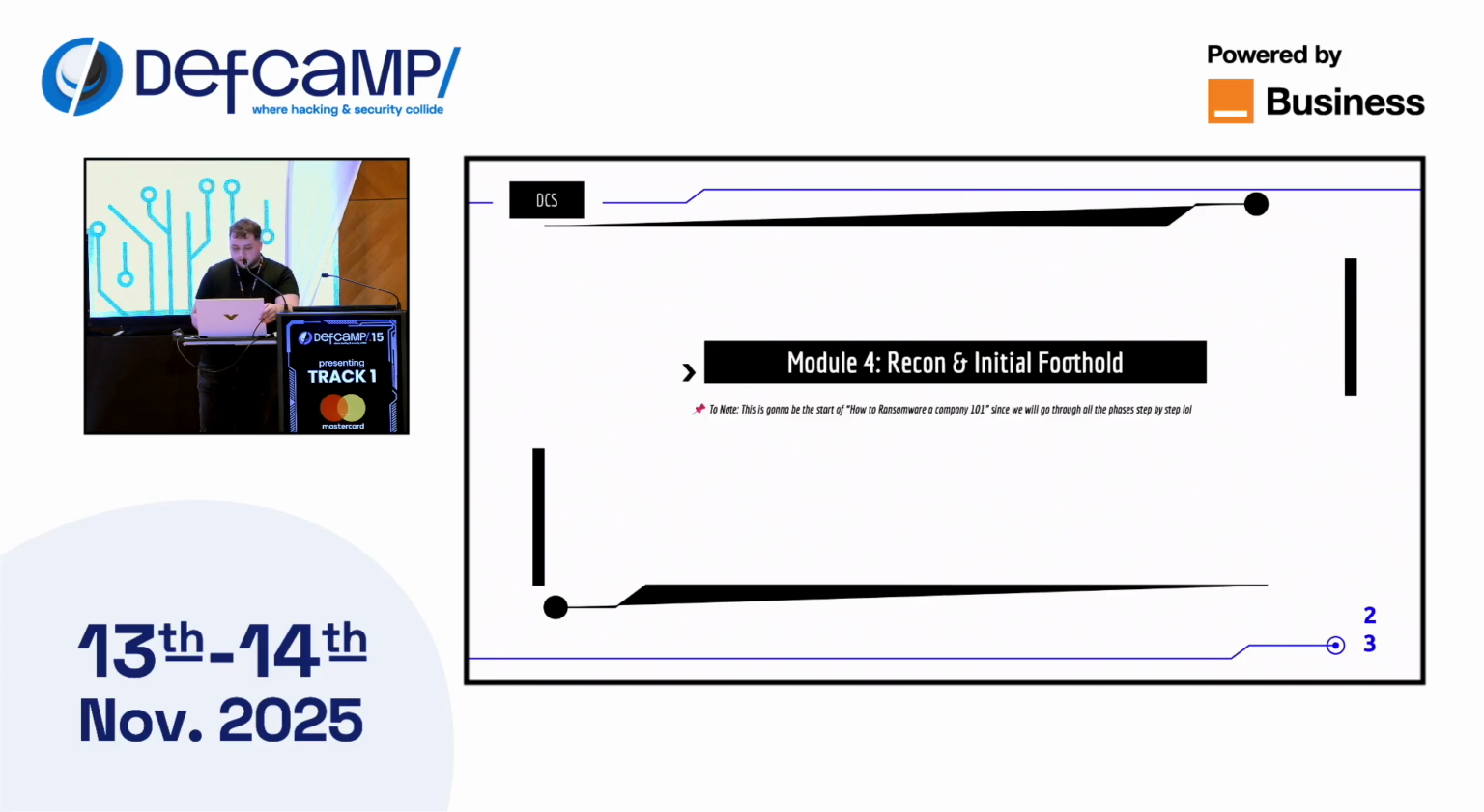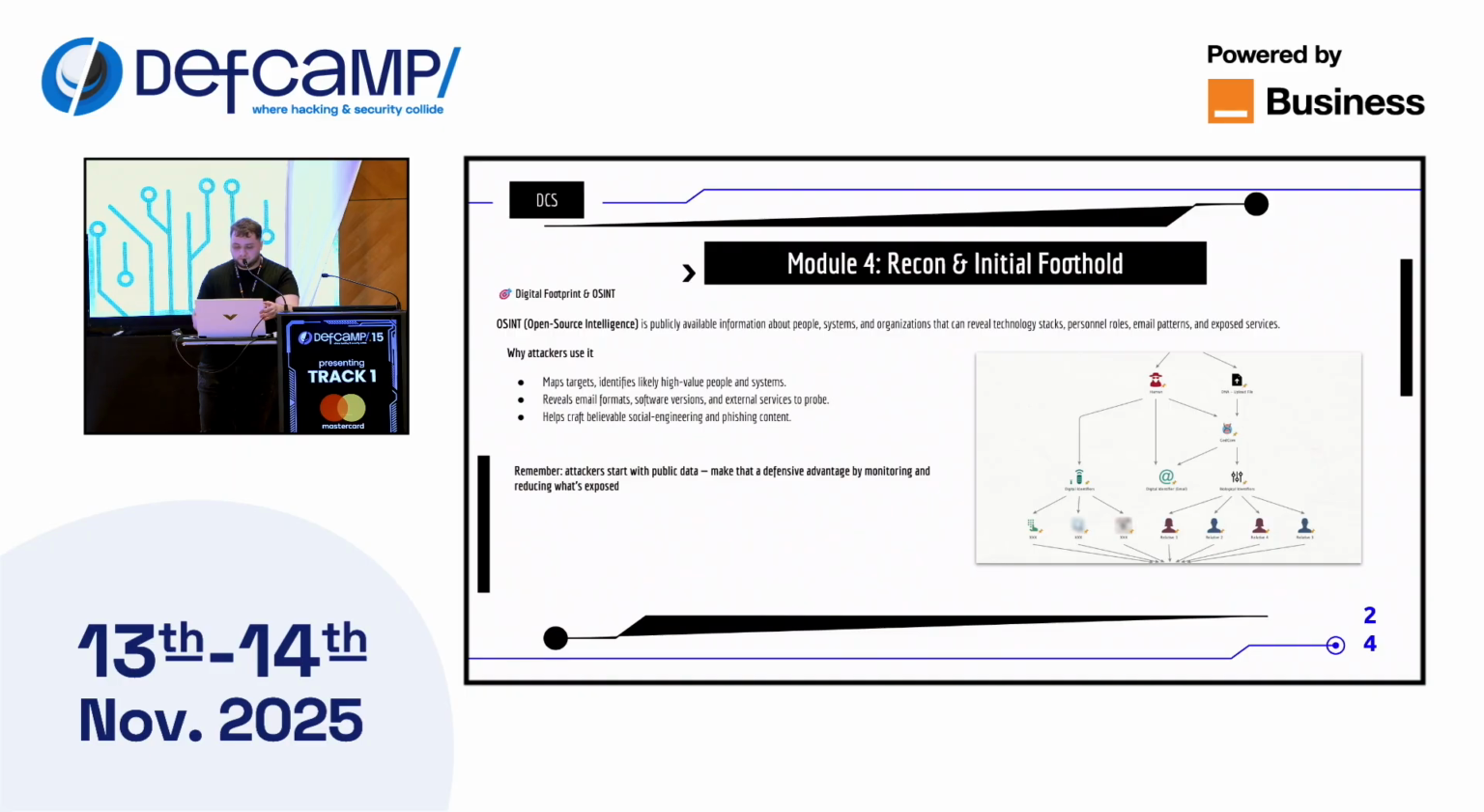And from here, from Module 4, Recon and Initial Foothold, we will actually start to learn how to run a ransomware company 101, because we will go through all the steps that Bastard used in his playbooks. But before that, we are going to talk about OSINT, because it's the first step.